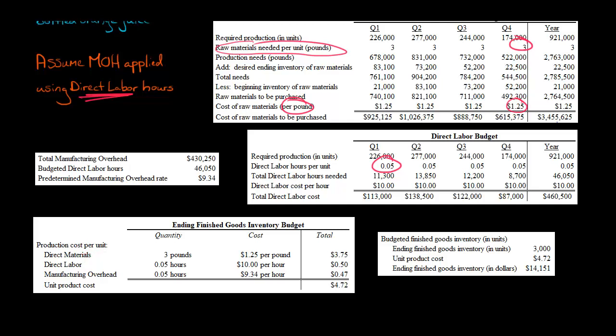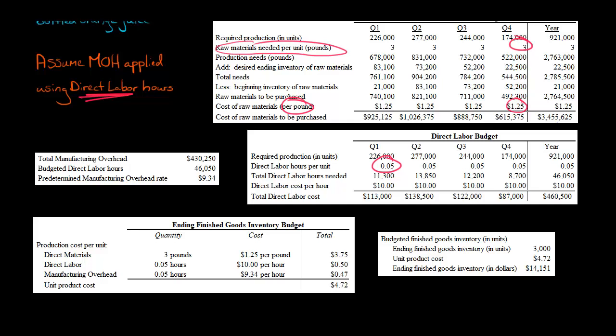And if we add up the direct materials per unit, the direct labor per unit, and manufacturing overhead per unit, and all this again is budgeted, right? We come up with a per unit cost in terms of product cost of $4.72. That means that our budgeted amount to manufacture one bottle of orange juice is $4.72.